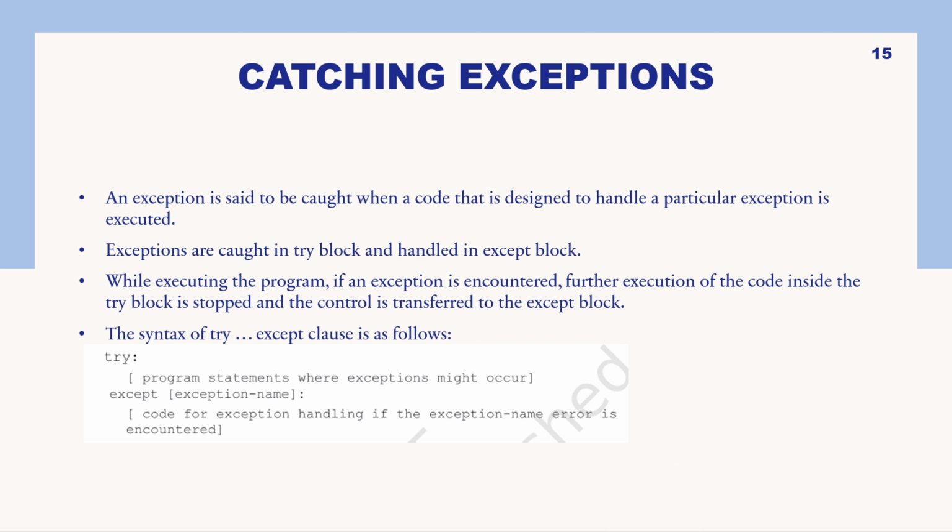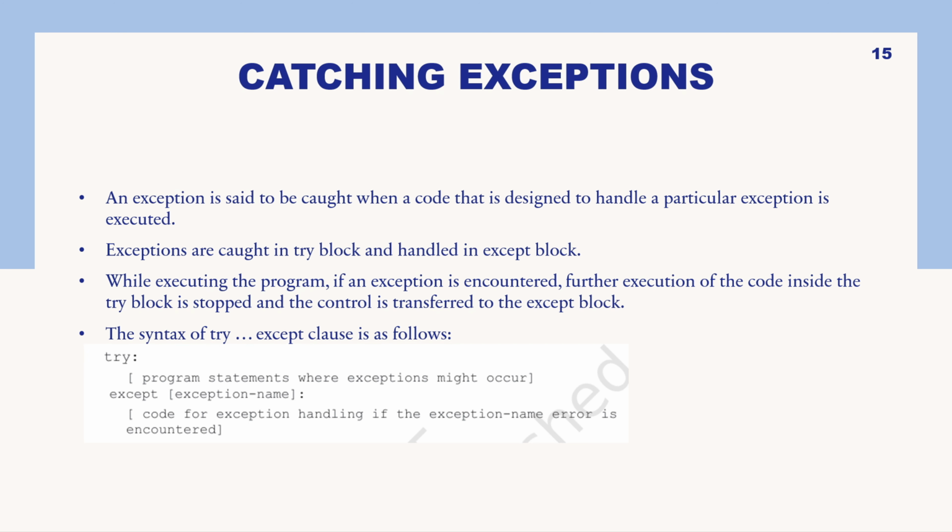While executing the program, if an exception is encountered, further execution of the code inside the try block is stopped and the control is transferred to the except block. Let us see the syntax of the try except clause. The syntax is as follows.